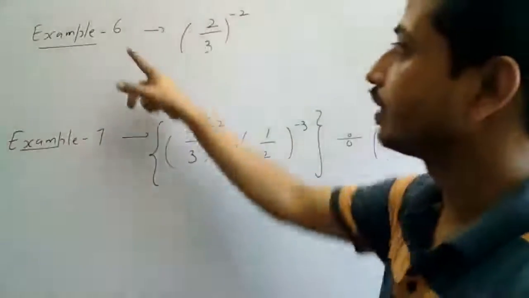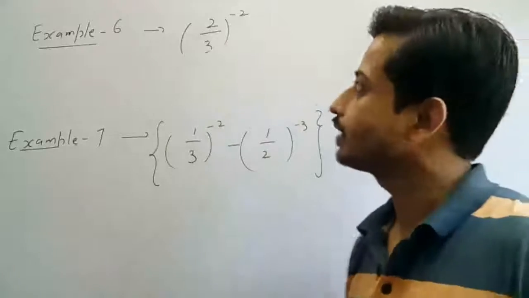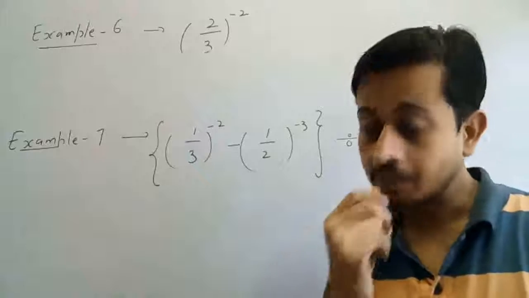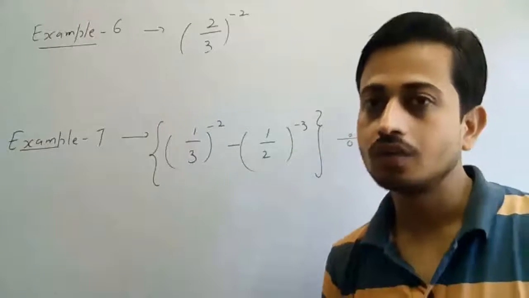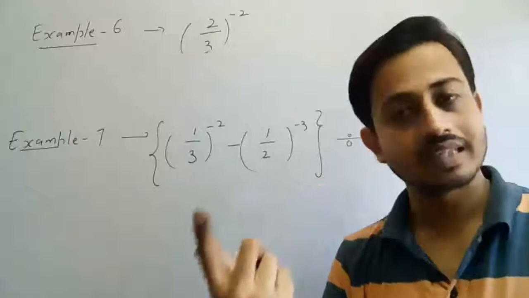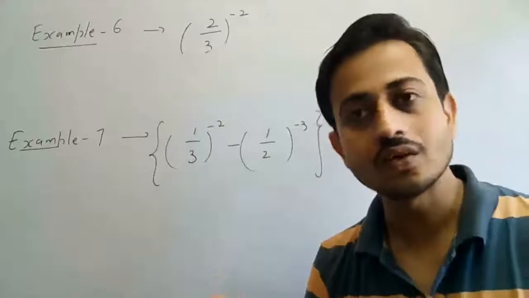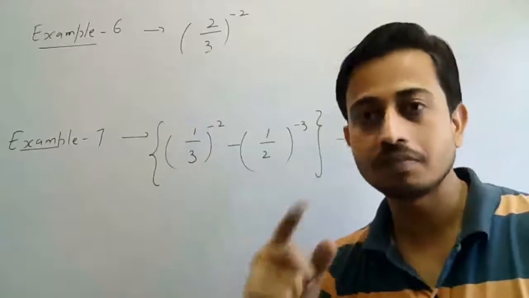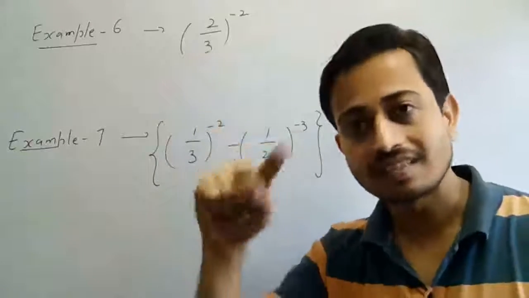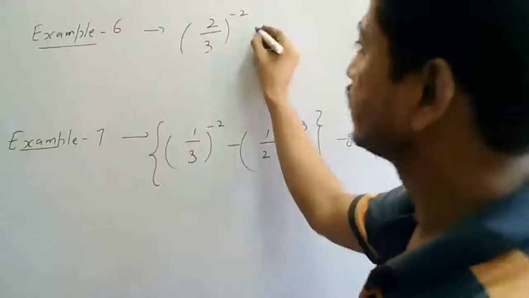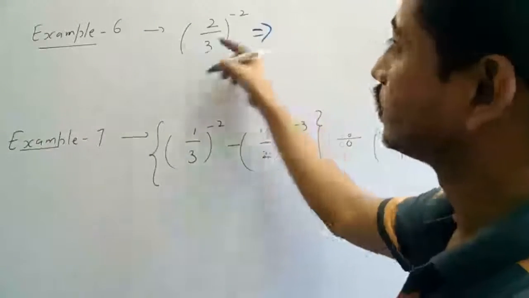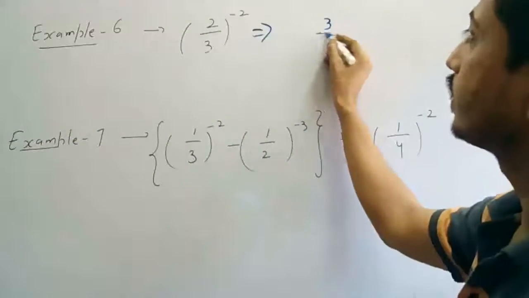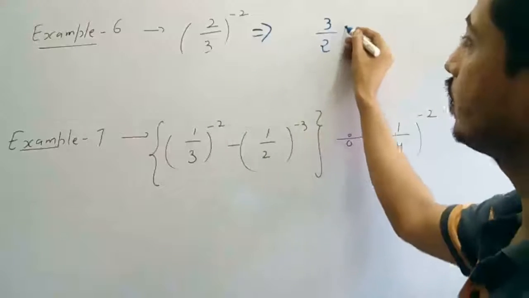Now look at the example number 6. 2 by 3 raised to the power minus 2. And you know, if the exponent is in terms of p by q and the sign of power is negative, you can make it positive very quickly. How? Just change the term p by q, which can be written as q by p, the reciprocal. It's very easy. So this can be written as what? You have to take the reciprocal of the term. So 3 becomes the numerator and 2 becomes the denominator.